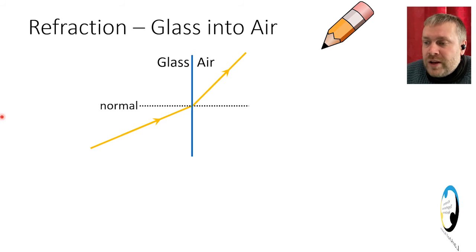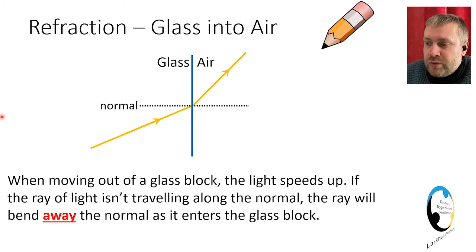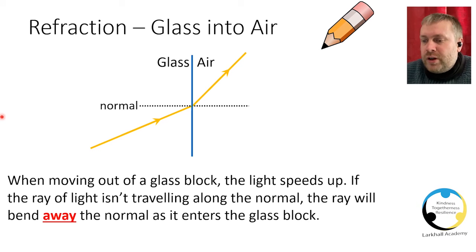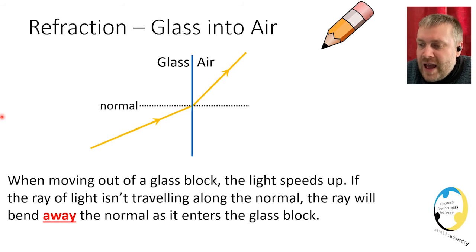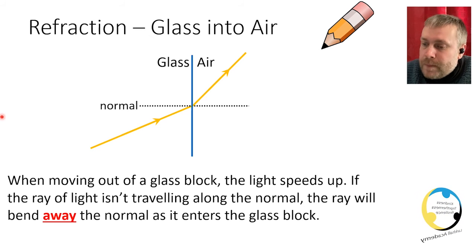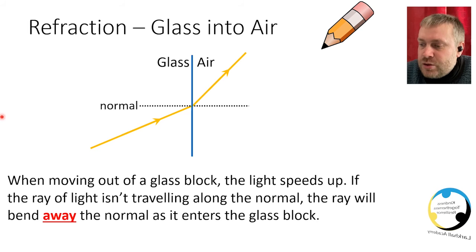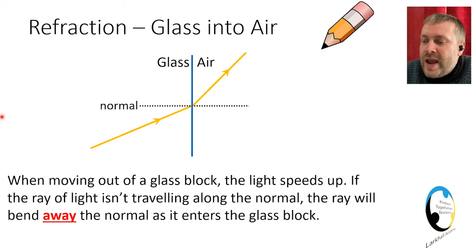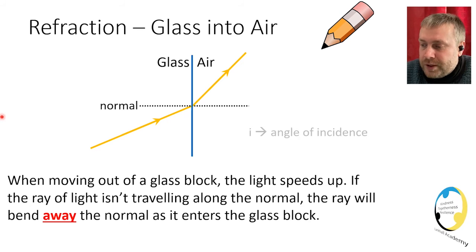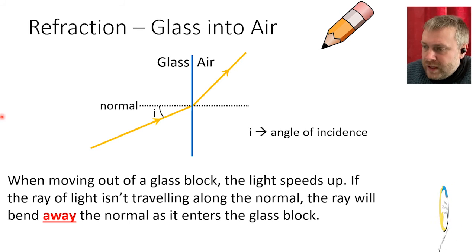We have a ray of light coming in. We have a ray of light leaving. So here's our note. When moving out of a glass block, the light speeds up. If the ray of light isn't travelling along the normal, the ray will bend away from the normal as it leaves the glass block. So let's just have a little look at that.